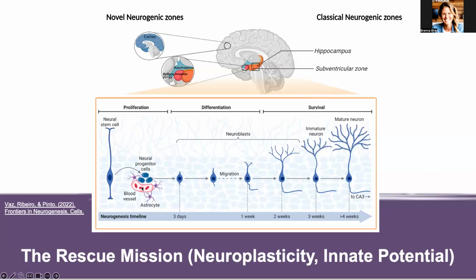And so just wanted to show the timeline here. We've got a neural stem cell. It goes through this process of proliferation. We get these neuroprogenitor cells. If this doesn't mean anything to you, don't worry about it. At about 3 days, the cell starts to differentiate into a neuroblast and then eventually into an immature neuron once it hits this survival stage, and then a mature neuron.